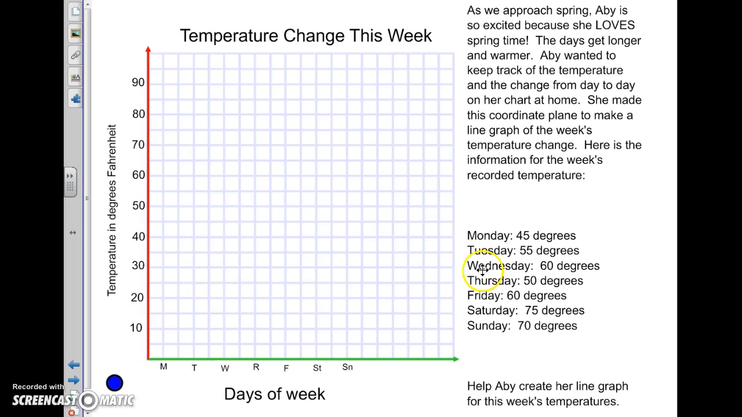We are going to look first of all, every graph should have a title. So the title for this one is temperature change this week. That tells us, when we look at this graph when it's finished, what it should be telling us.